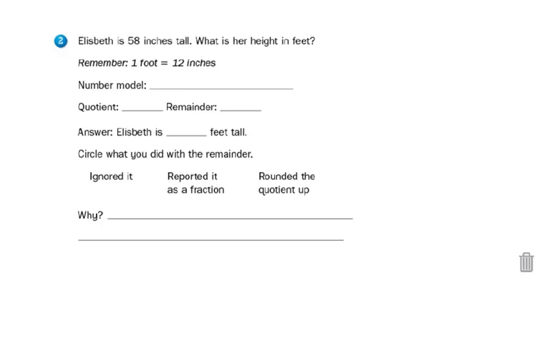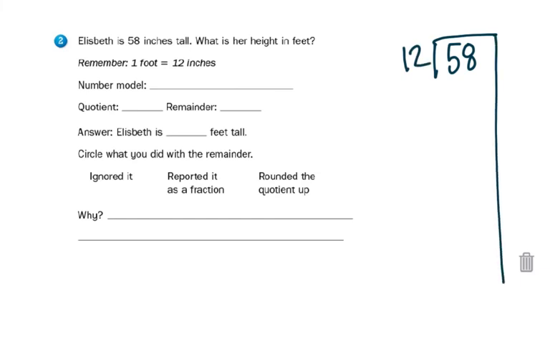Elizabeth is 58 inches tall. What is her height in feet? Remember that 1 foot is the same as 12 inches. So let's take her height of 58 inches and divide that by 12. Now, can it go in there 10 times? No, 10 times 12 would be 120. But you should know your 12s by now. Your facts should have been memorized back in 4th grade. If they're not, that's something you need to work on at home.